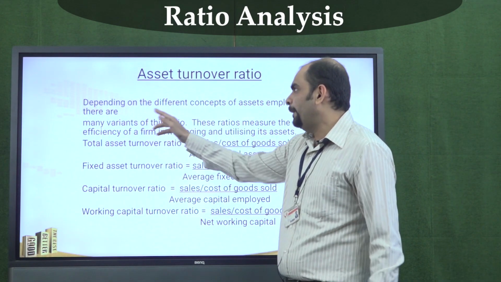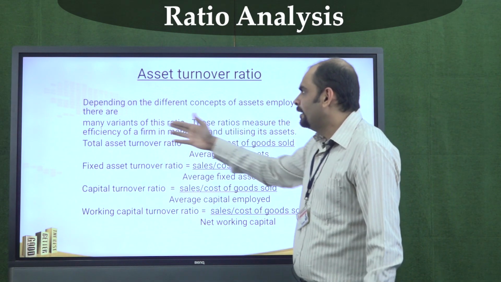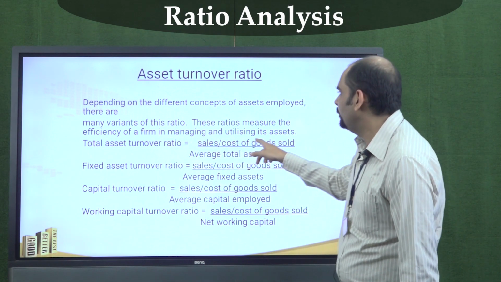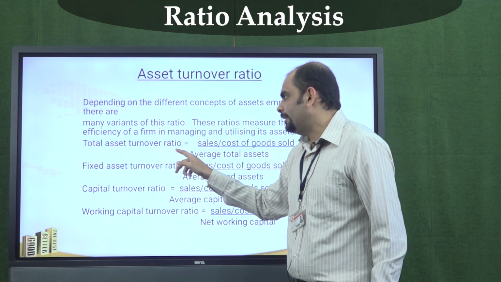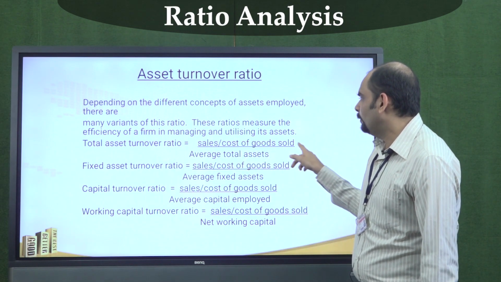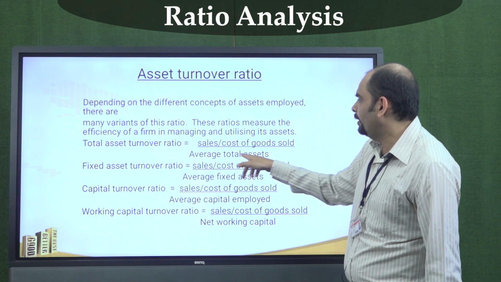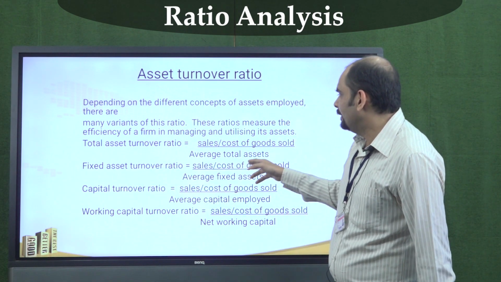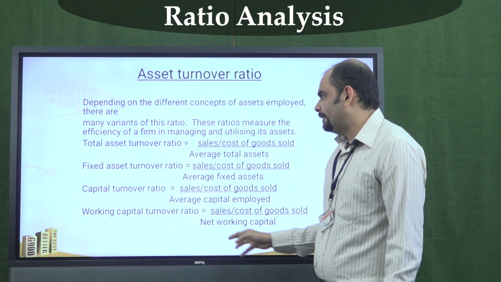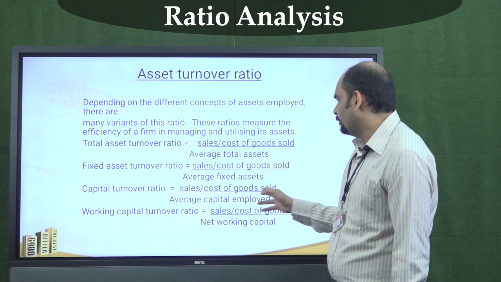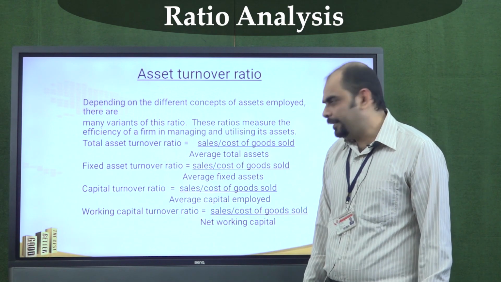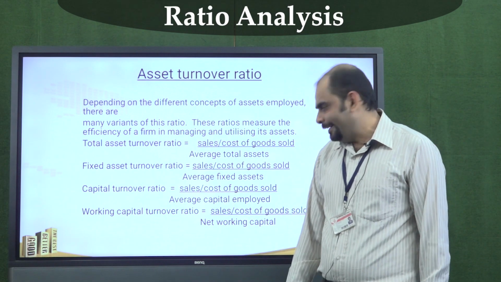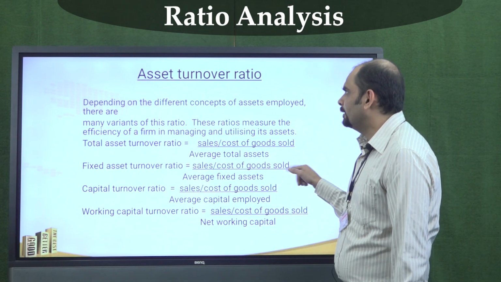Asset turnover ratio: depending on the different concepts of assets employed, there are many variations to this ratio. These ratios measure the efficiency of a firm in managing and utilizing its assets. Total asset turnover ratio is equal to sales or cost of goods sold upon average total assets. Fixed asset turnover is sales or cost of goods sold upon average fixed assets. Capital turnover ratio is sales or cost of goods sold upon average capital employed. And working capital turnover ratio is sales or cost of goods sold upon net working capital. So this way you can calculate asset turnover.